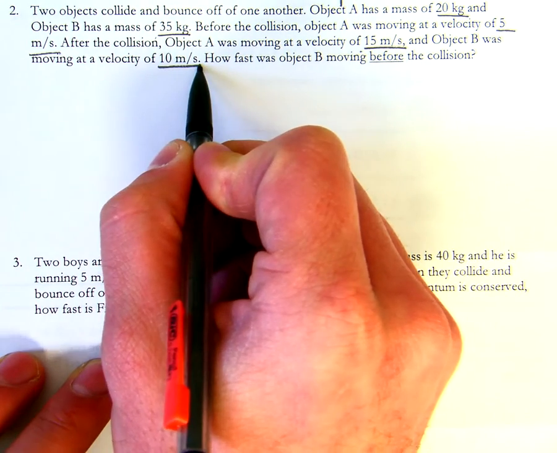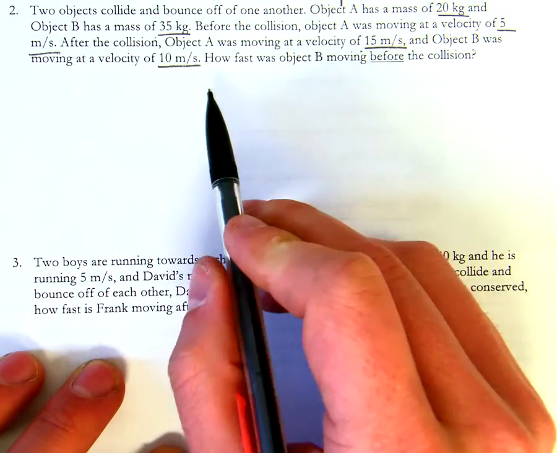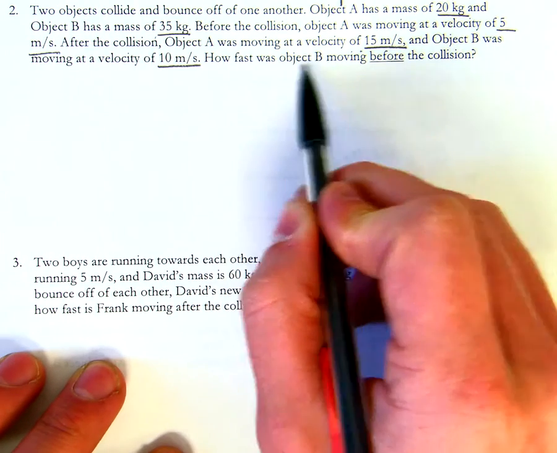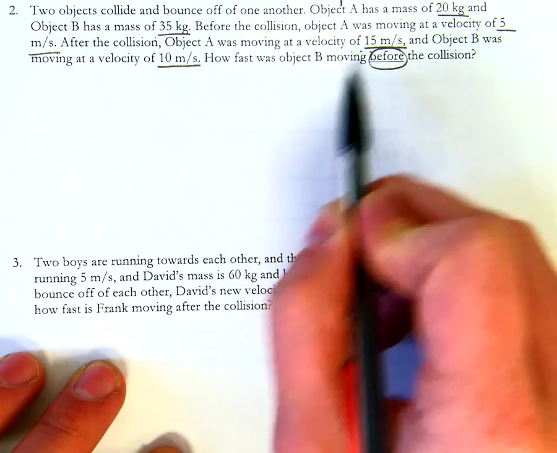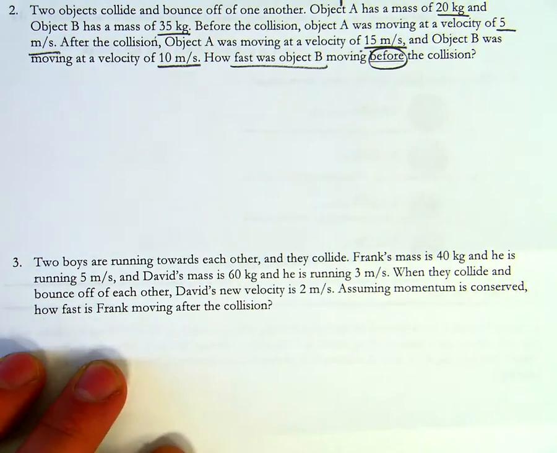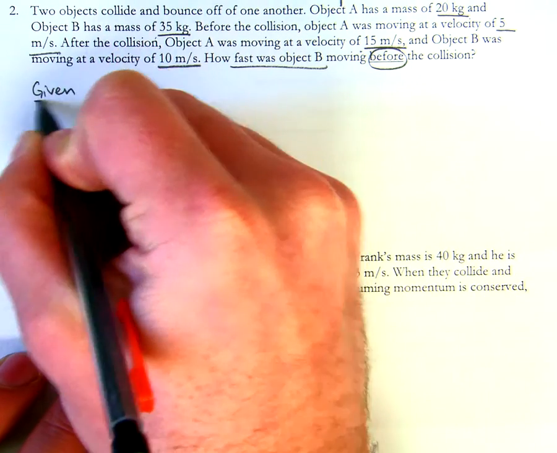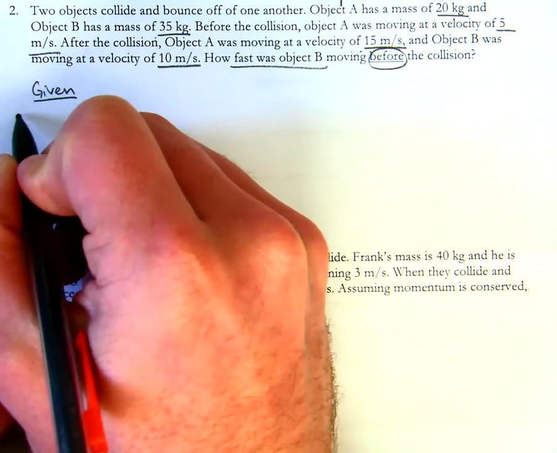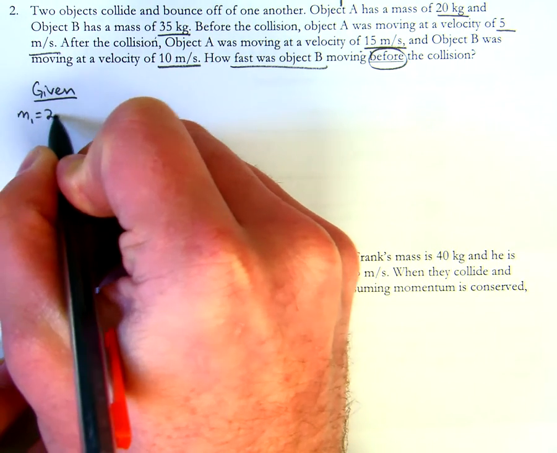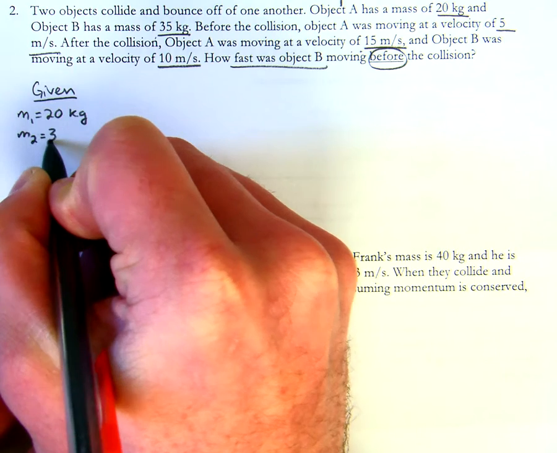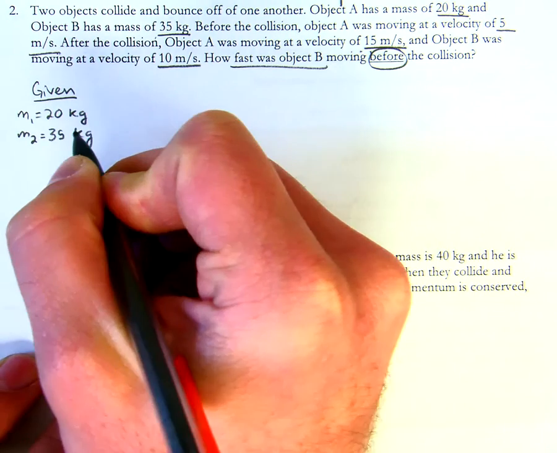So it gives me both final velocities and just one of the initial velocities. So I'm looking at how fast object B was moving before the collision. So how fast means I'm looking for the velocity. So I'm given the two masses. My first mass is 20 kilograms and my second mass is 35 kilograms.